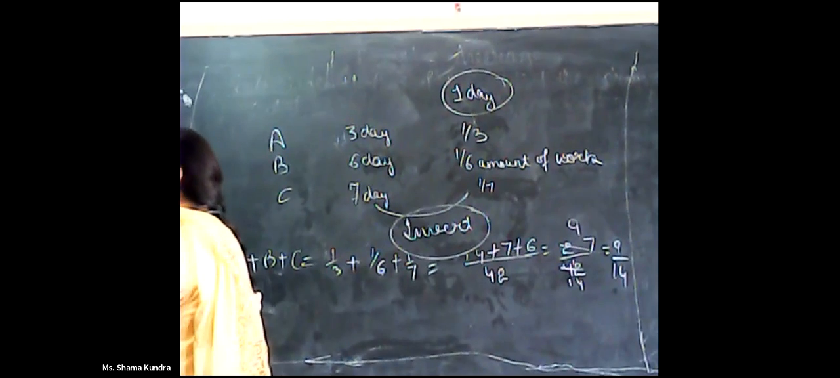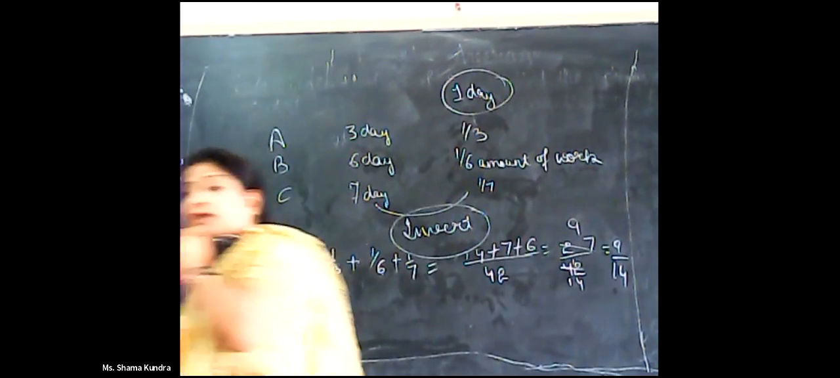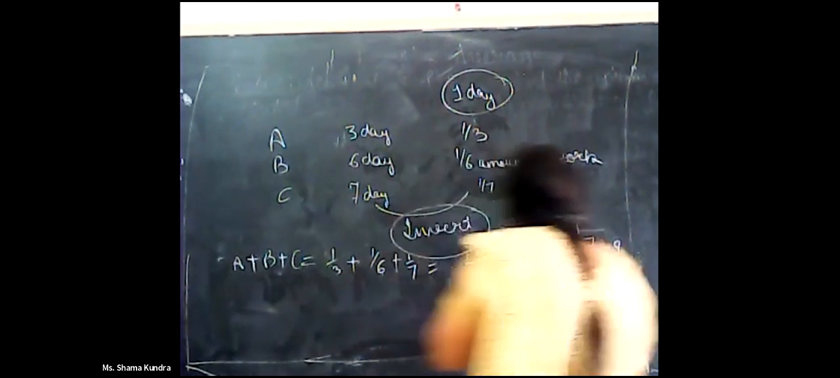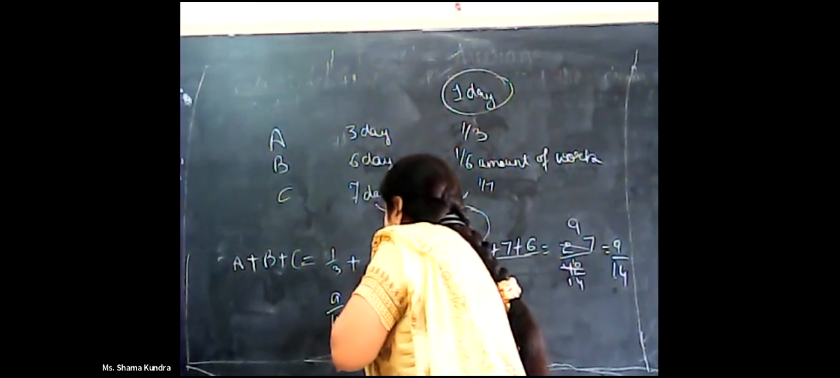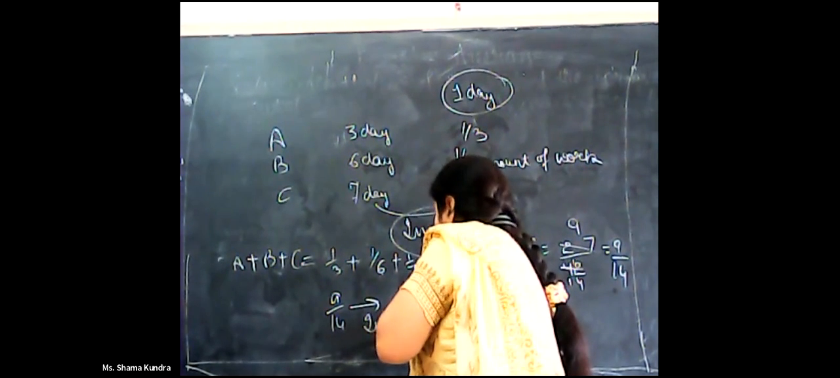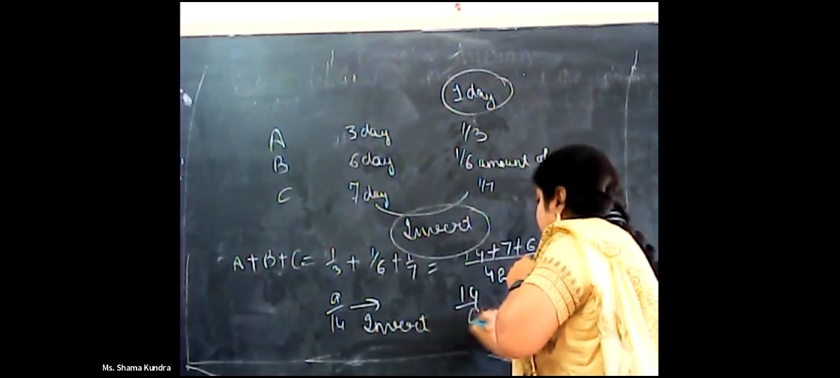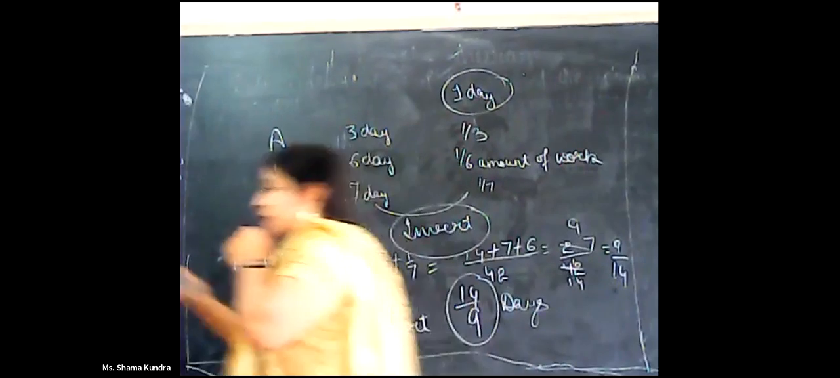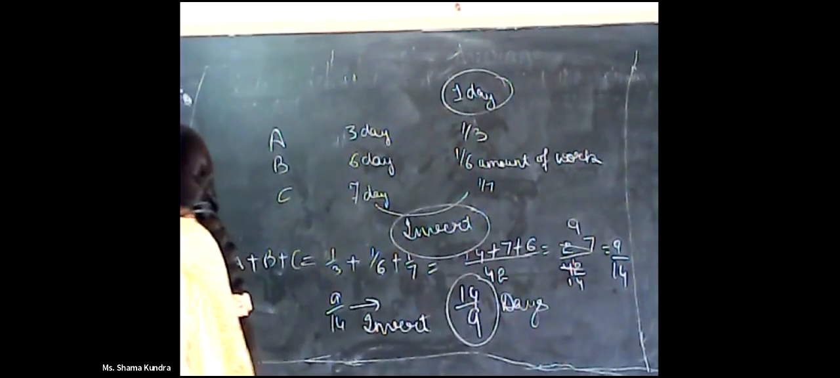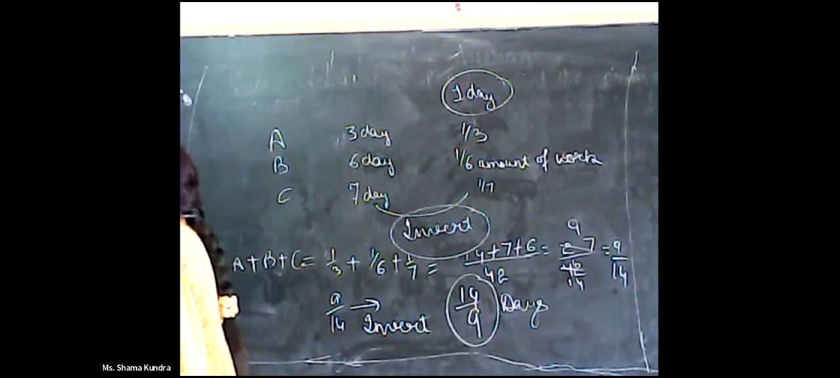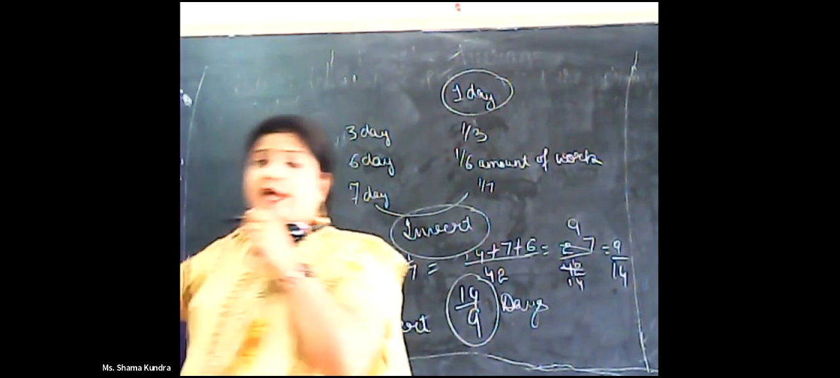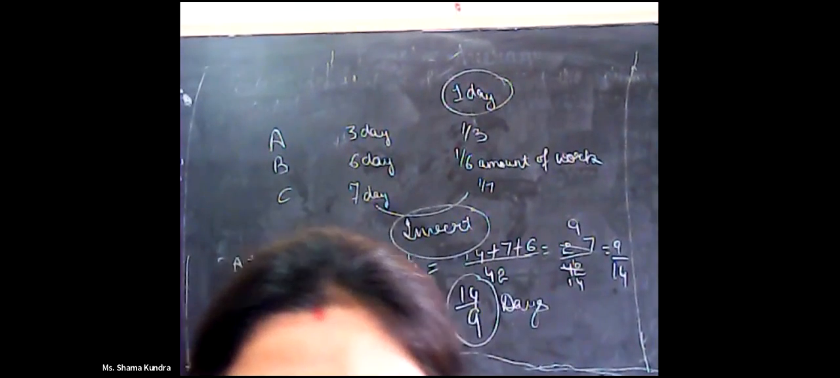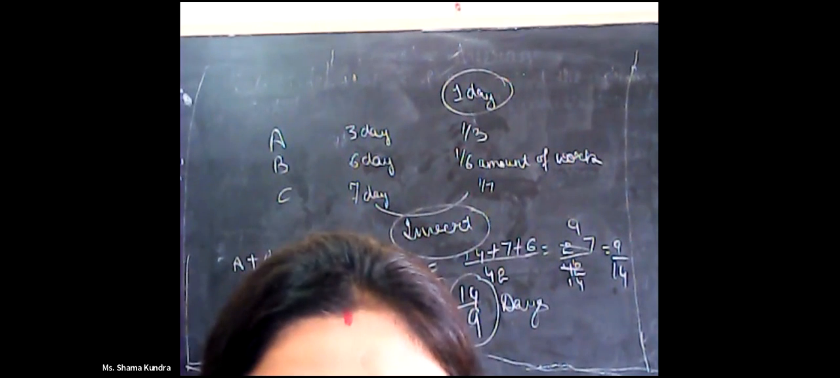This is the amount of work in one day. In how many days will they complete the work? Just invert. What you will get? You will get 14 by 9 days. They will take 14 by 9 days. See how easy. Just find one day work and then use the inversion trick to find the number of days. Now moving on to question number 4.